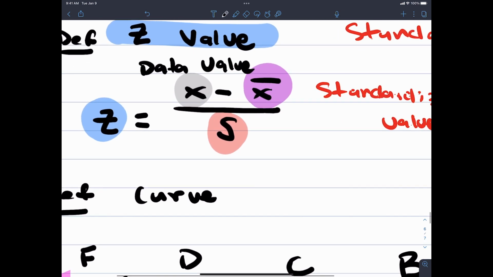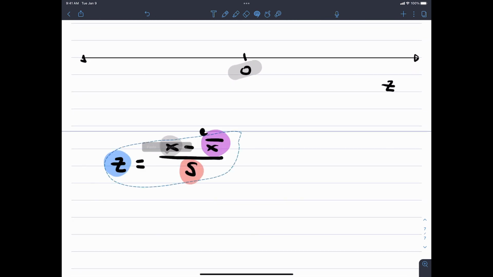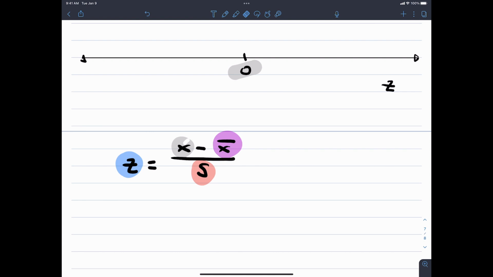If I go back up here to this Z value formula, this is what you guys want to write down. And I plug in for X the mean. If I plug that in, what happens as a z-score? What do you guys think we get? What does z equal? 0 over s, and what is 0 divided by anything? 0. So here's my point: the mean value that I just plugged into this formula really becomes 0 as a z-score.